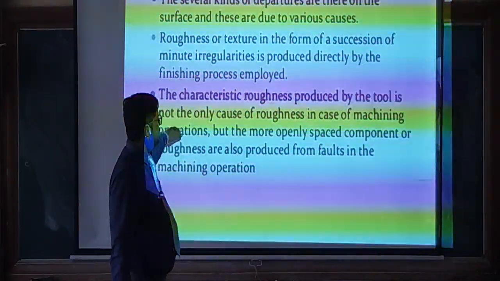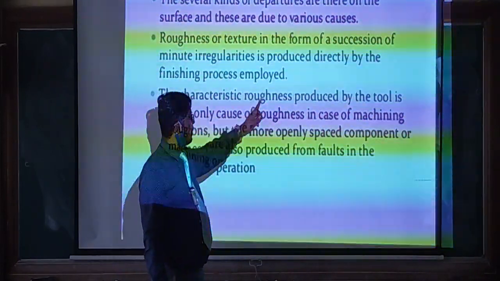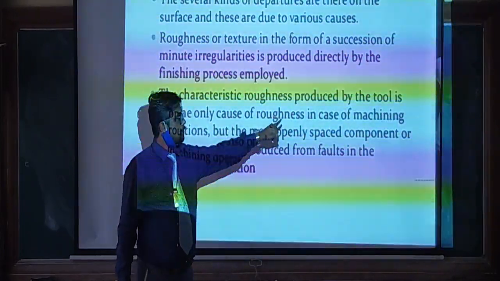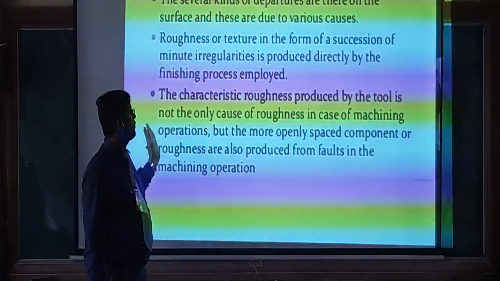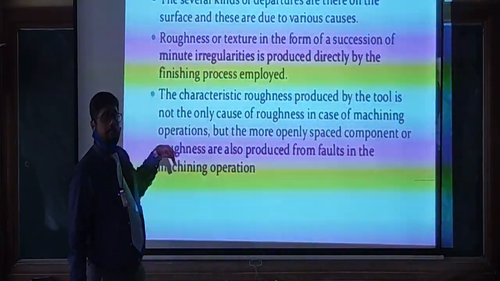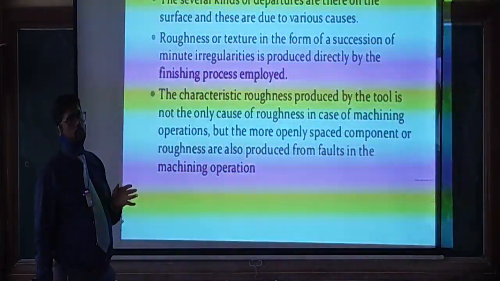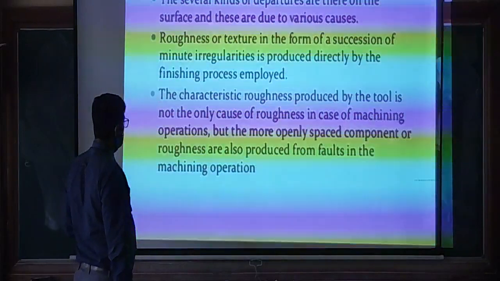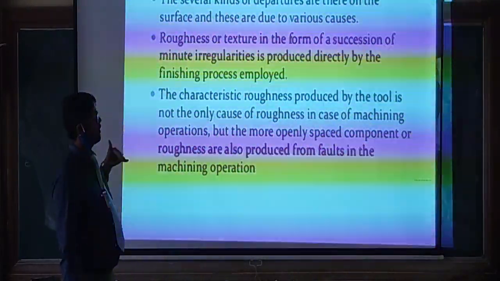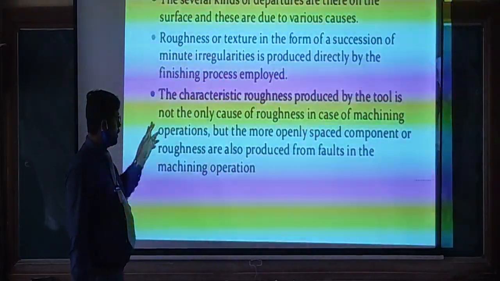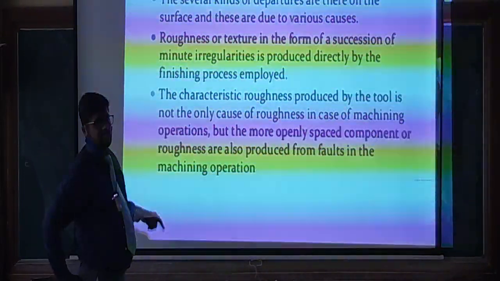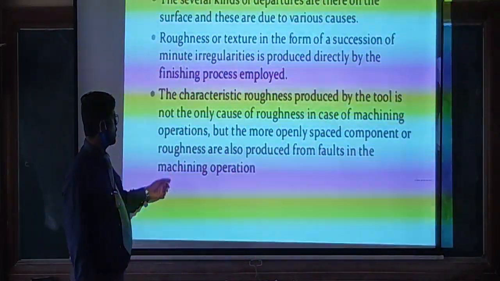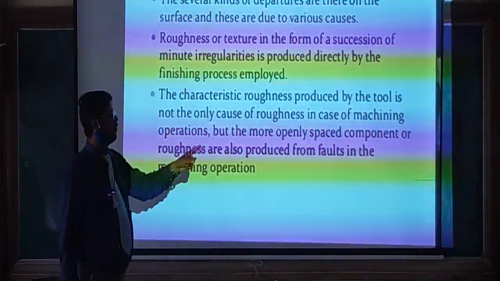That's why in this particular line they have given that the characteristic roughness produced by the tool is not the only cause of roughness in the case of machining operation. It is not only the tool; the other parameters affecting the characteristics are the cutting speed, feed, depth of cut, tool nose radius, and the type of tool material, instead of carbide, whichever material we are using. Those also have an effect on these characteristics. But more openly spaced components of roughness are also produced from faults in the machining operation.